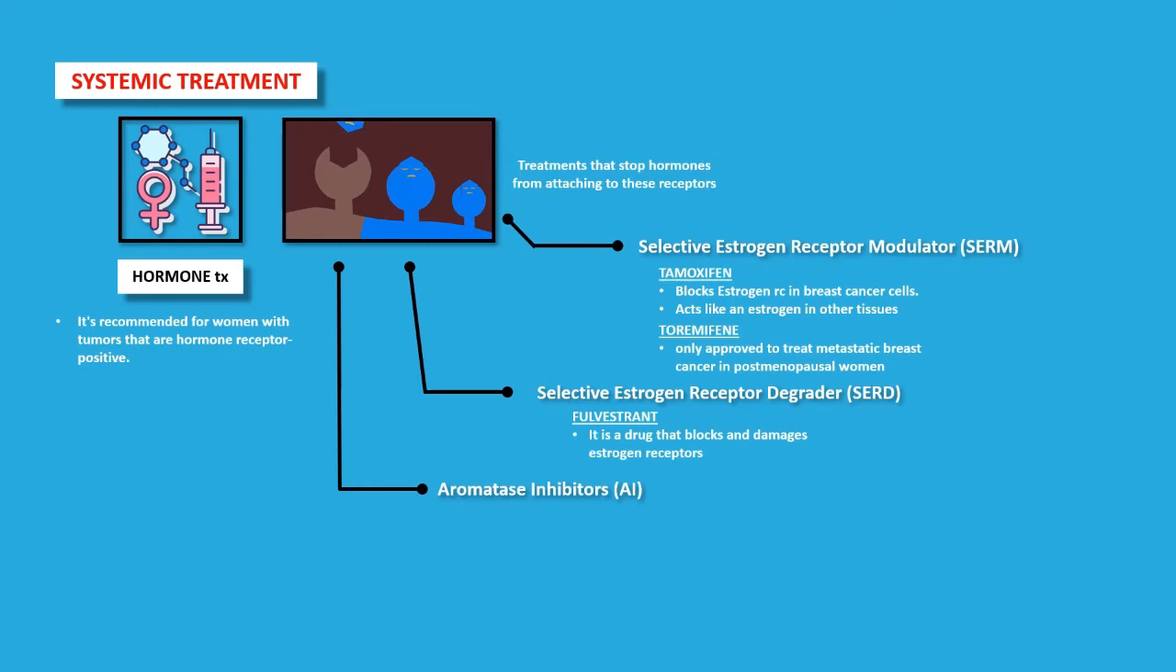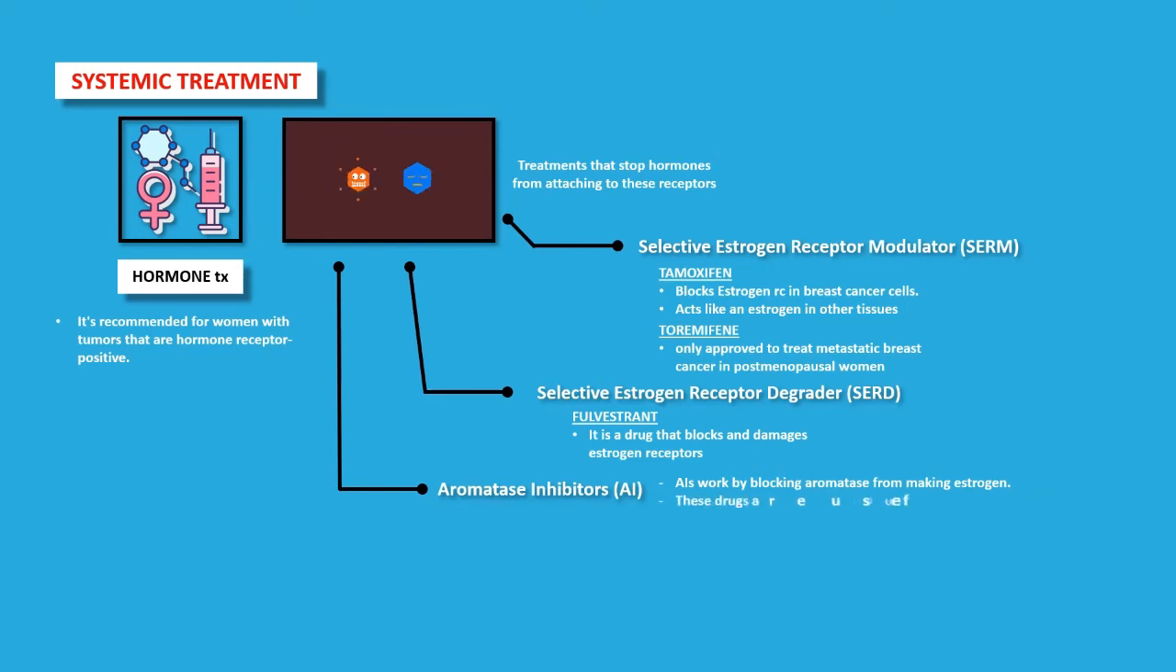Aromatase inhibitors are drugs that stop estrogen production. Before menopause, most estrogen is made by the ovaries. But for women whose ovaries aren't working, either due to menopause or certain treatments, a small amount of estrogen is still made in the fat tissue by an enzyme called aromatase. Aromatase inhibitors work by blocking aromatase from making estrogen.